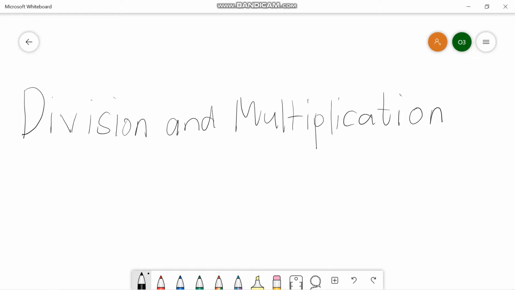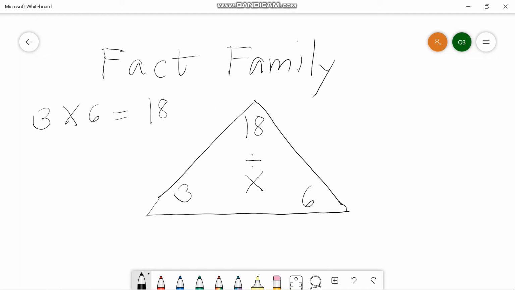Multiplication. So it is important in this lesson that you know your basic multiplication and division facts. So first, I'm going to teach you how to identify fact families for division and multiplication. Let's start. Okay, so we will only focus on writing the different multiplication and division sentences.